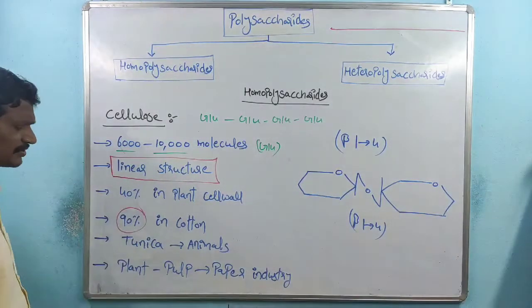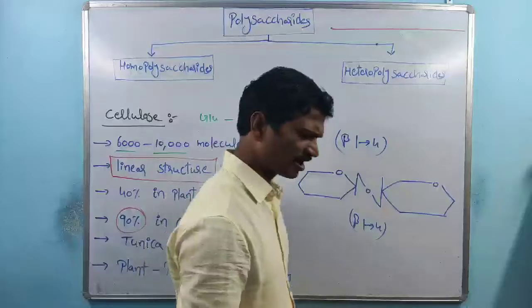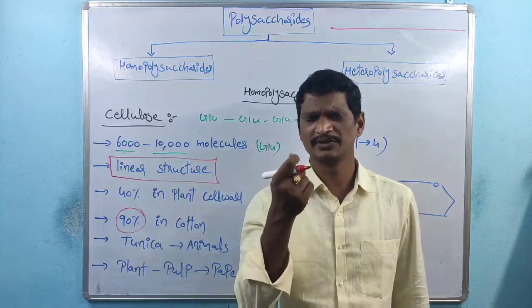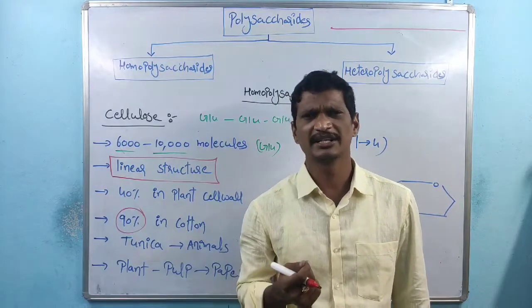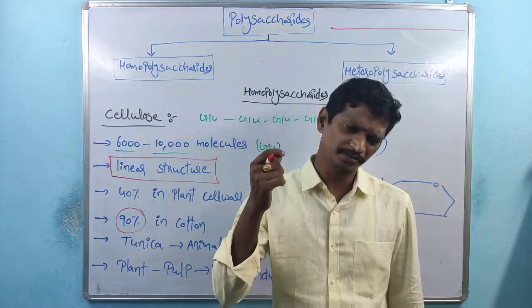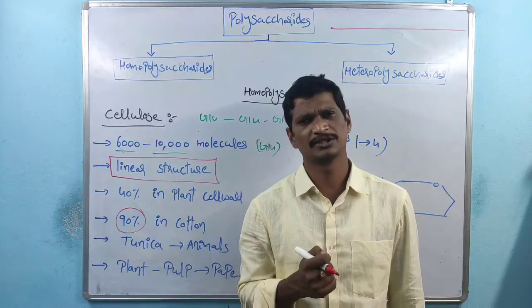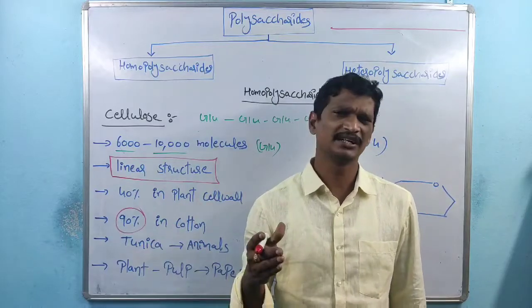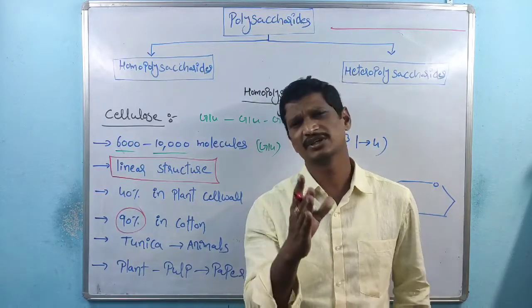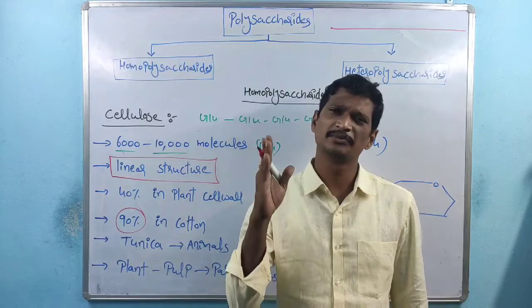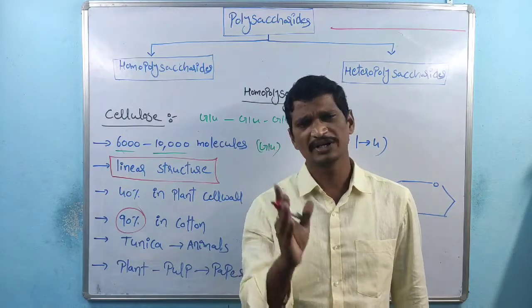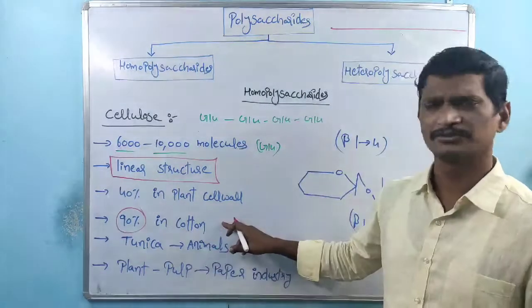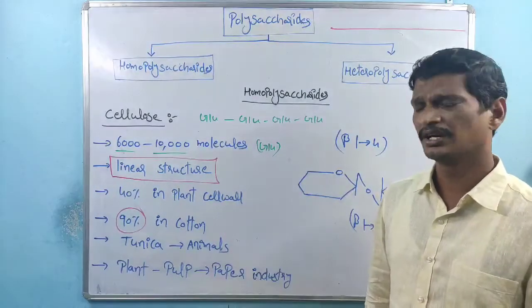And 90%, whatever that cotton, we know about cotton, right? Cotton fibers are very pure white in color, because these are purely made up of cellulose only. Maybe the cell wall content or other contents may be mixed with other components, but the cotton fibers are very pure in color, especially white, because they are purely made up of cellulose. So the percentage of cellulose is 90% within the cotton, right?